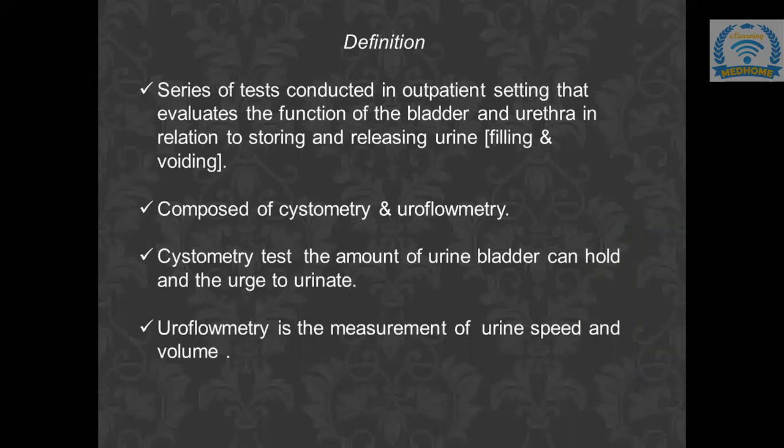Then we studied the definition of urodynamics. It's basically a test conducted in OPD patients to evaluate the function of the bladder and urethra in relation to the storing and releasing of urine. It is further divided into two types, cystometry and uroflowmetry. Cystometry checks the amount of urine the bladder can hold and when the urge or desire to pass urine occurs. Uroflowmetry tells us about the flow of the urine, its speed and volume.